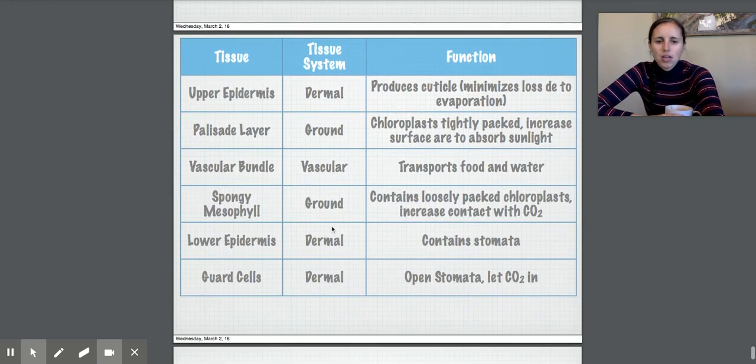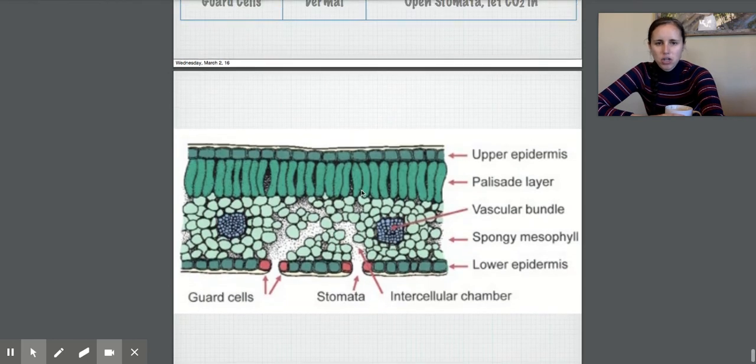So let's take a look at what this looks like in terms of a picture. Here we have that upper epidermis protecting and keeping water in. You can see that waxy layer on the top. Our other dermal tissue at the bottom here are our stoma. That's actually allowing CO2 in. And our guard cells are on the outside. That's protecting the stoma.